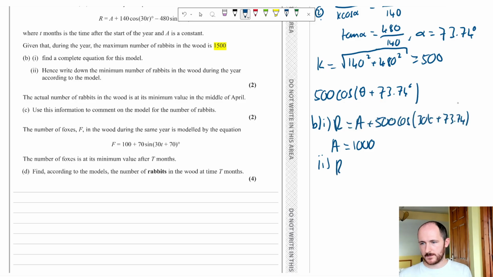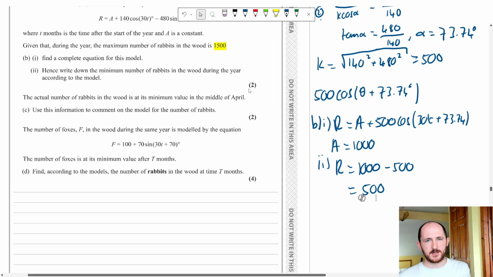So, I know that A is 1000. If cos was -1, then that means that's plus 500 times -1, so it's minus 500, which means the minimum number of rabbits is 500 rabbits. See, again, it's a 2-mark question, so it's meant to be very quick and snappy. You should be able to deduce the value, so not working anything out.